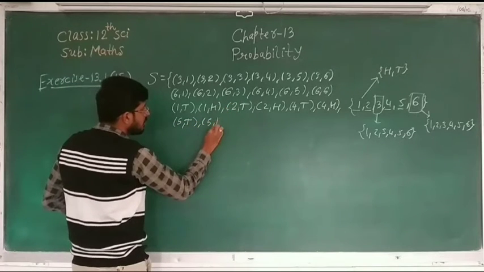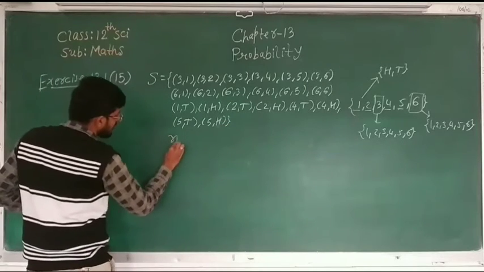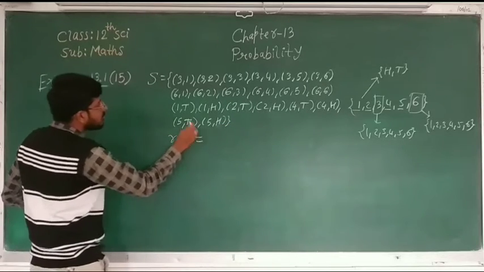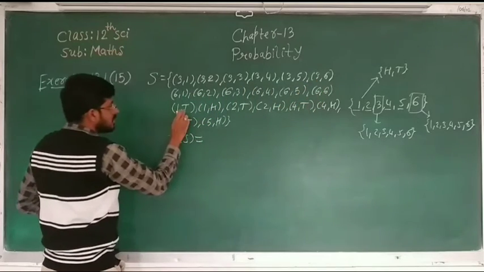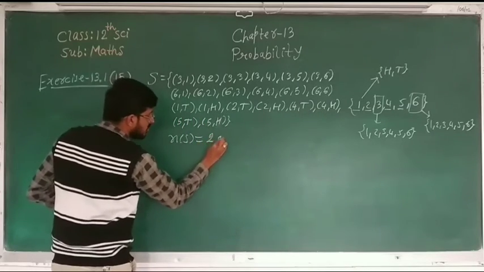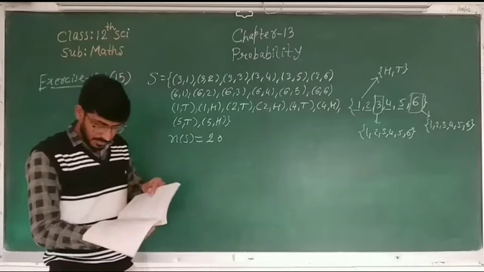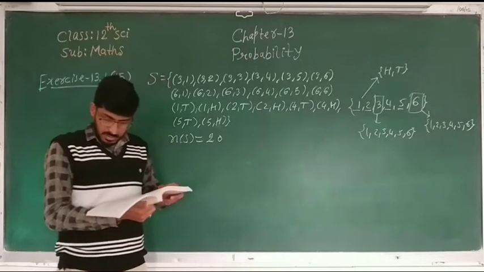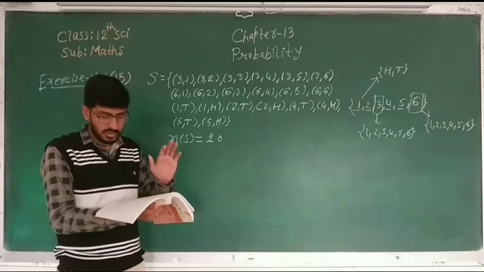So the total number of outcomes: n(S) is equal to 1, 2, 3, up to 20. So n(S) is equal to 20. Now see, what is the question? Find the conditional probability of the event that the coin shows a tail.